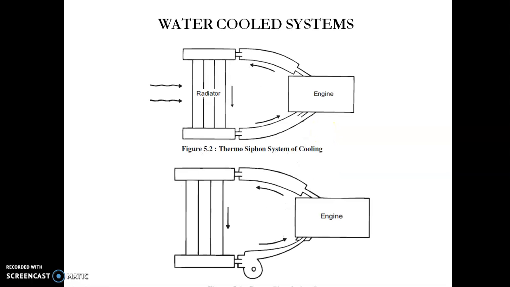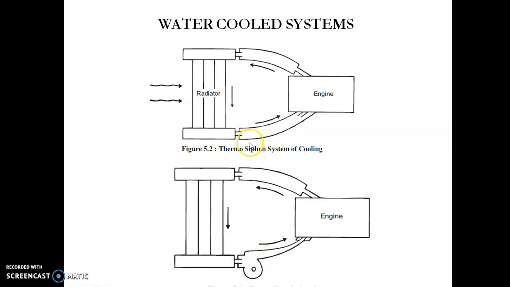Next is the water cooled system. In water cooled systems we have two types: one is the thermosiphon system of cooling, and the other is the pump circulation system. This one is called the pump circulation system. The very simple difference is that here we don't have a pump, and here we have a pump.